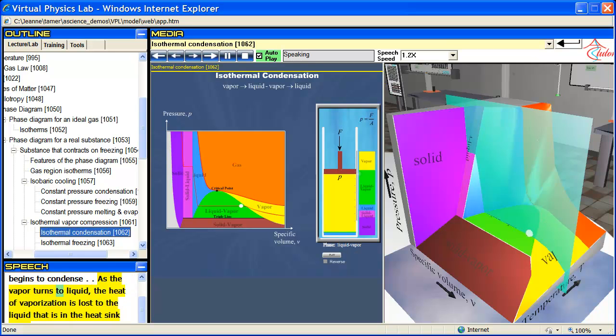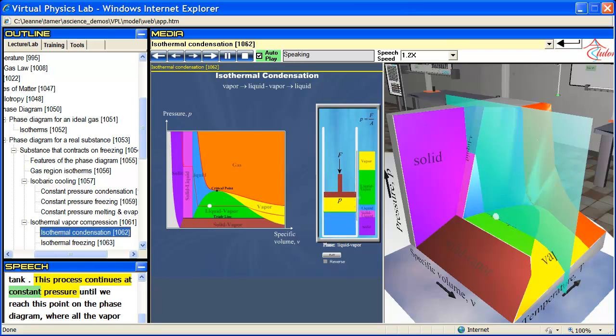During isothermal vapor compression, when the pressure reaches this point, the vapor begins to condense. As the vapor turns to liquid, the heat of vaporization is lost to the liquid that is in the heat sink tank. This process continues at constant pressure until we reach this point on the phase diagram, where all the vapor has turned into liquid.